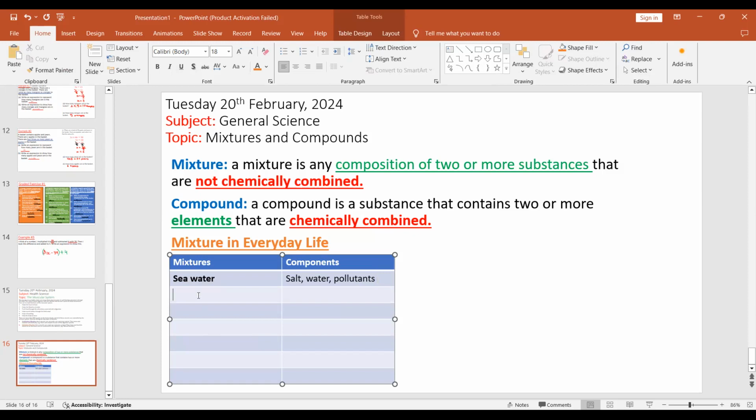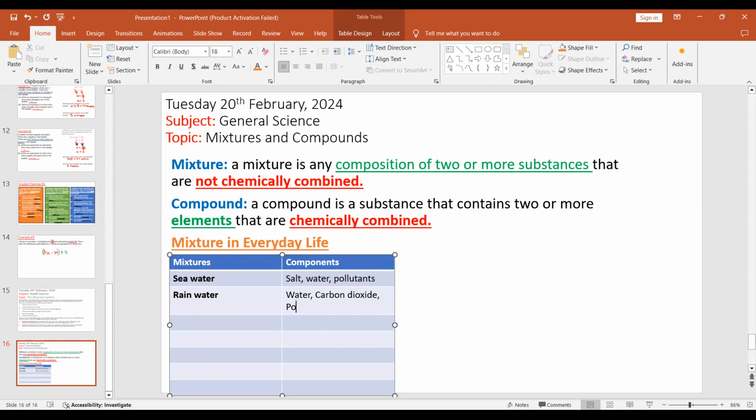What's another type of mixture? How about rainwater? What is rainwater? Water, first of all, from the clouds. And what else? As it comes down, carbon dioxide, right? Carbon dioxide and pollutants.